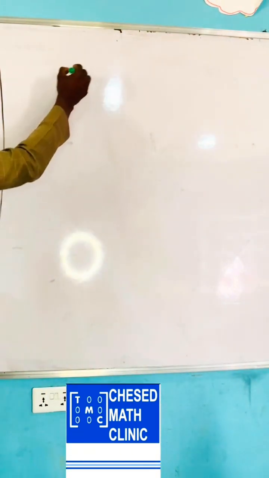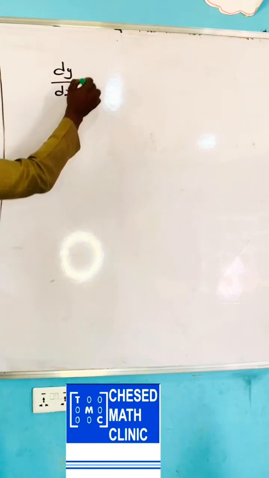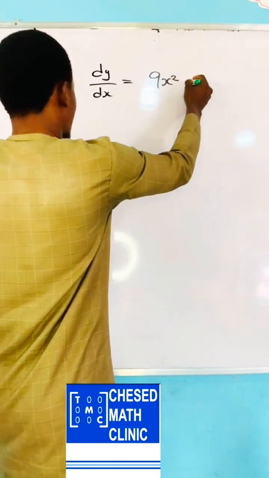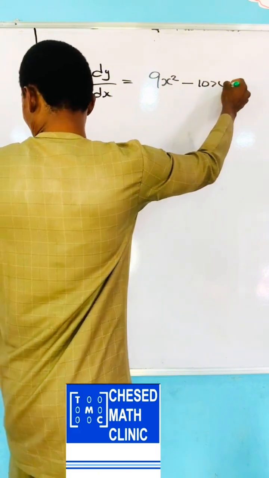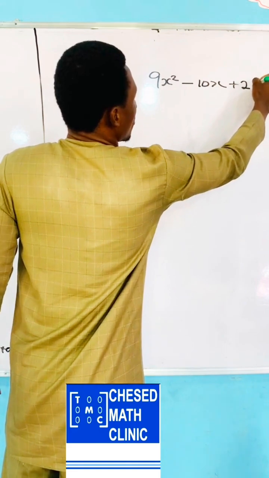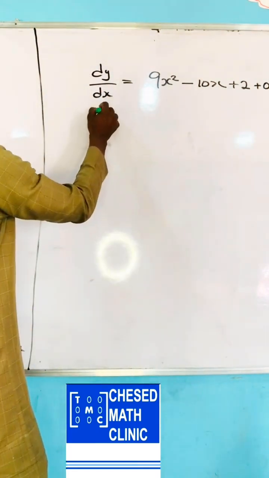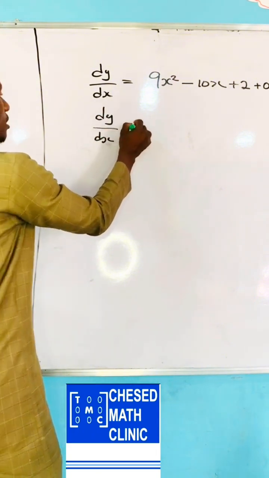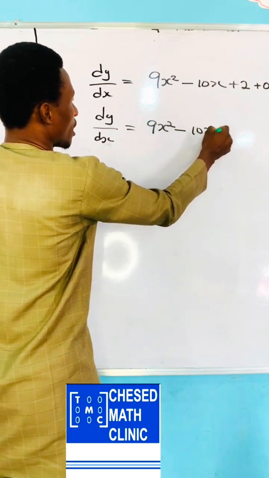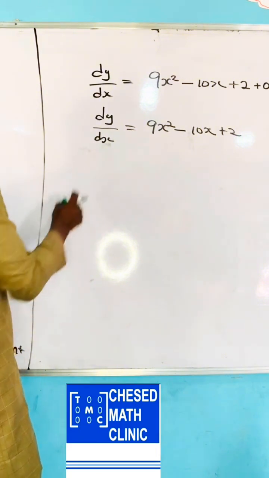So this simply means that we are going to have dy of the function with respect to dx will be equal to, we have 9x squared, then minus 10x, then plus 2. Then the other one is plus 0. And it does not change. This is still the same thing as dy over dx is equal to 9x squared minus 10x plus 2. This 0 can go off. Now we take the second derivative. This is the first derivative.